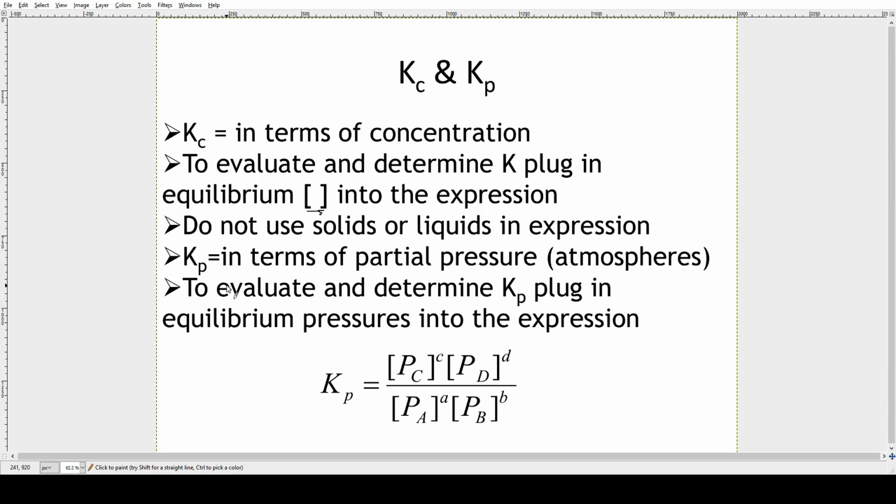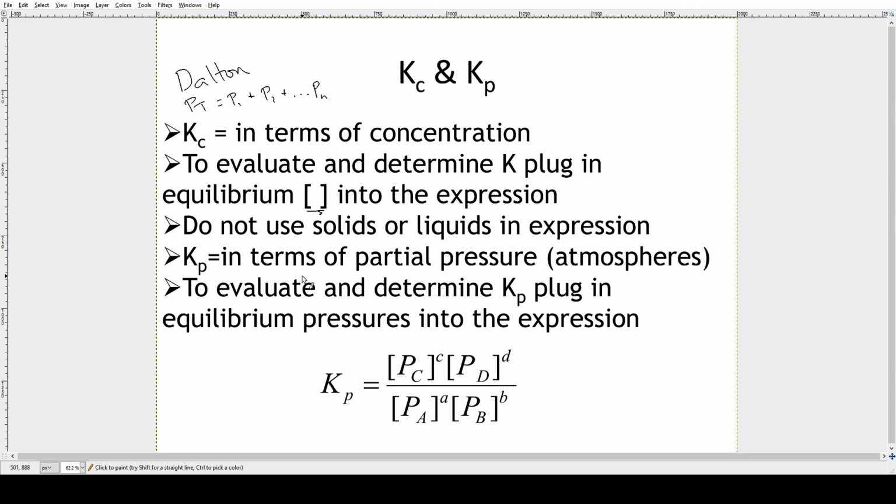We'll go over that in some practice problems. Now Kp is in terms of partial pressure. See if you can remember the name of the guy who came up with the law of partial pressures. If the name Dalton came to mind, then congratulations, you remembered something. Dalton came up with the idea that the total pressure is equal to the sum of all of the partial pressures of whatever gases are in the substance. It goes on forever, if necessary.